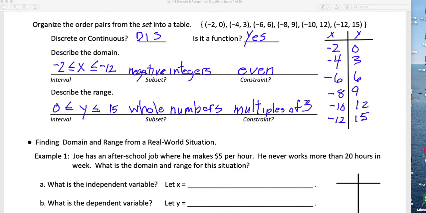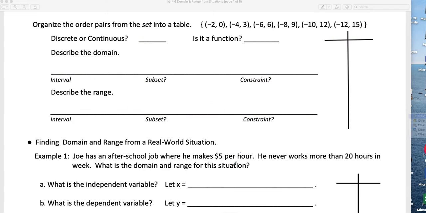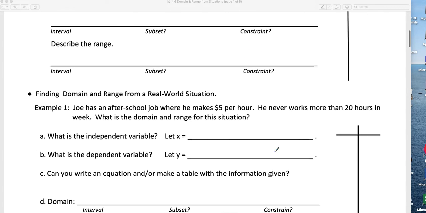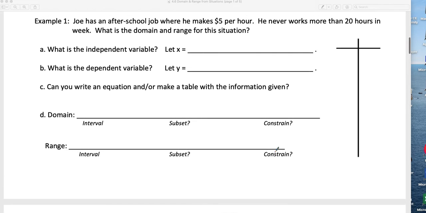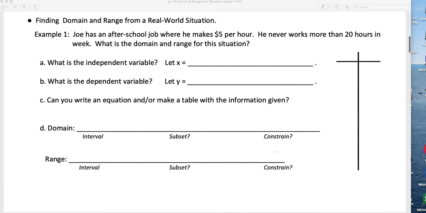All right, so this is what we're going to look at: word problems. We're going to describe the domains and the ranges with intervals, subsets, and constraints that they comply or apply. They don't all necessarily have a constraint. They will all have an interval and a subset. So let's erase this and go to the first example.